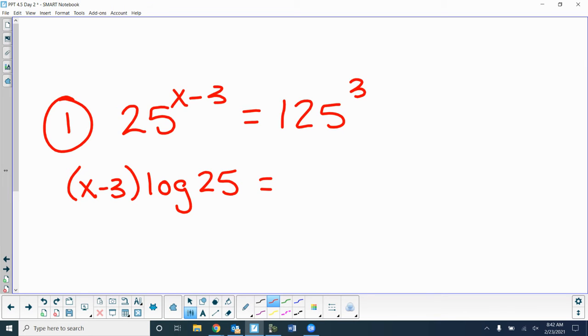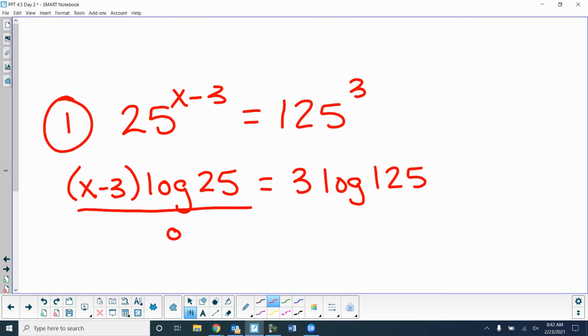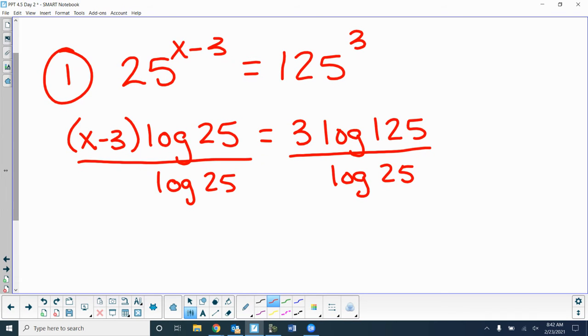And then you can, I like to put the exponent in front, so 3 times the log of 125. Some people just take the log of 125 cubed. It comes out to be the same thing when you do this. Okay? And divide both sides by the log of 25. So don't forget about that 3 there. Okay, so on the left, I'll have that x minus 3.